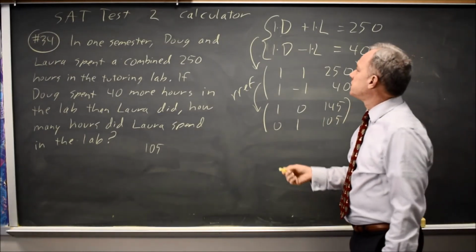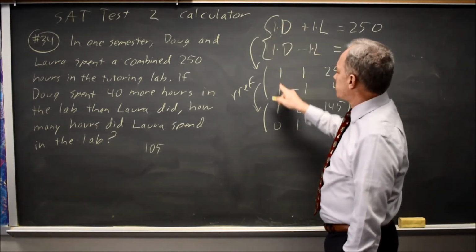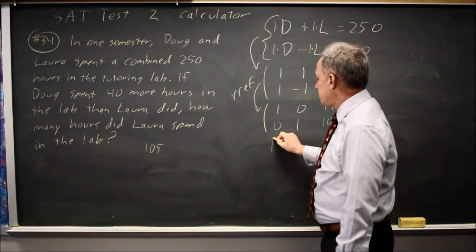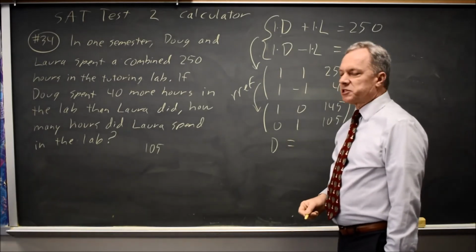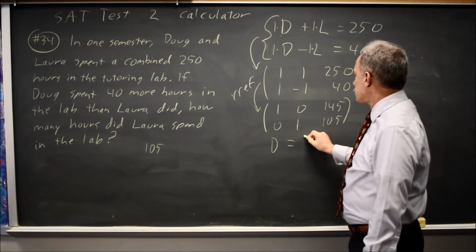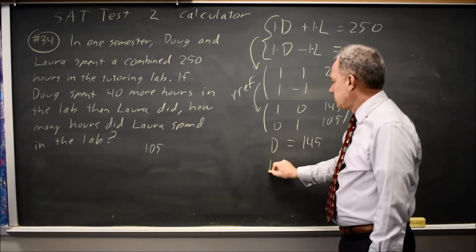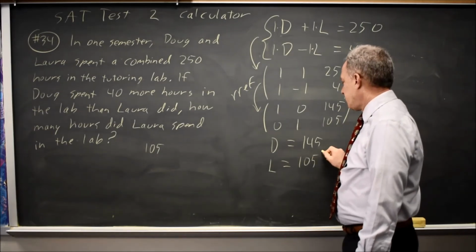Let's reverse what I did to go from here. I dropped the d and just put the d coefficient. So here I have 1. This becomes 1 times d is d, plus 0 times l. 1 times d plus 0 times l is just d, equals 145. 0 times d plus 1 times l is 0d plus 1l is just L equals 105, and we're looking for Laura's hours.